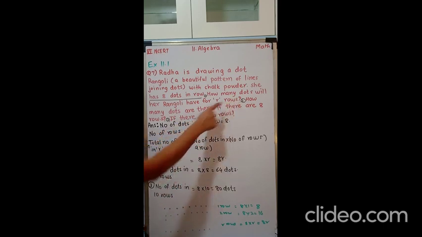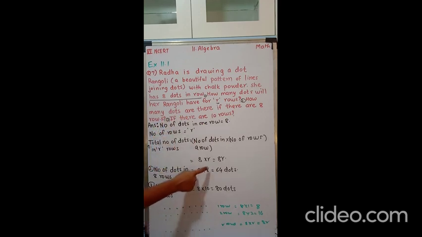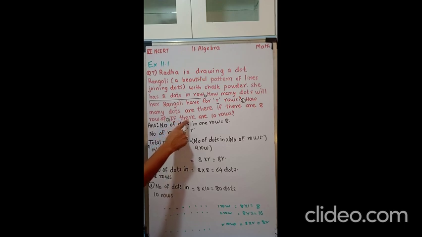Second, how many dots are there if there are 8 rows? So there are 8 rows, so r is replaced by 8. So number of dots in 8 rows equals 8 into 8 equals 64 dots. And third, if there are 10 rows, number of dots in 10 rows equals 8 into 10, which equals 80 dots. And that's it. We are done with the answer.